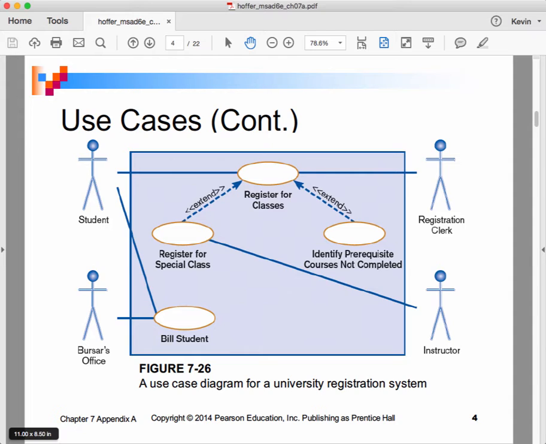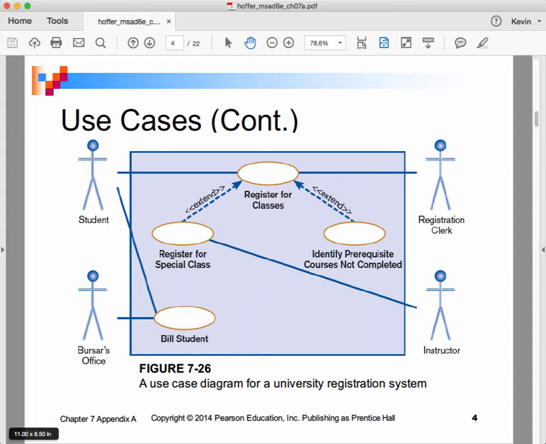Don't read too much into the lines. Okay, so you can see that, for instance, in the use case bill student, the actors involved are student and bursar's office. In the use case register for classes, it's student and registration clerk. And that's all you can really tell from a use case diagram, okay?